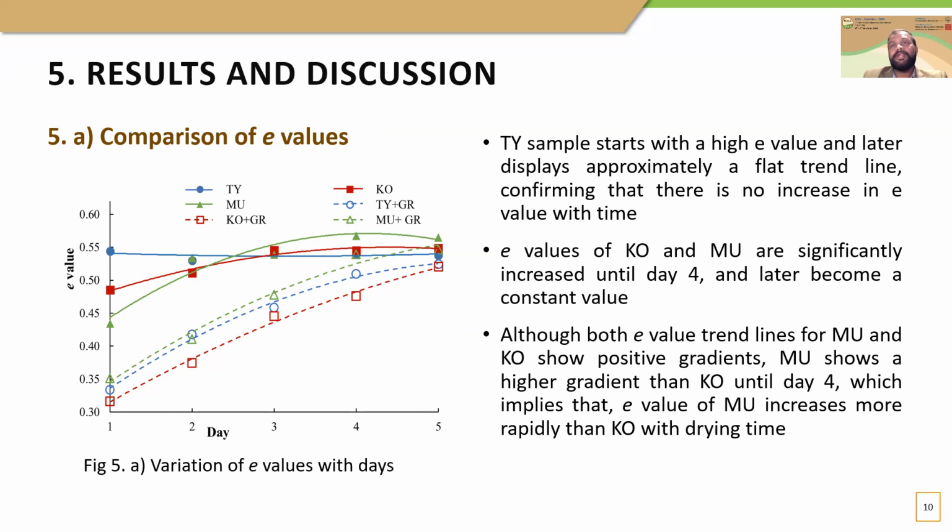Low organic matter contents of Morunkan and Kotowera have resulted in high E values. And again, wheatgrass samples show constant positive gradients in their E value trend lines over the 5 days tested. And again, the reduction of moisture content of wheatgrass samples due to the transpiration of grass has resulted in an increasing gradient on the E value trend line throughout the tested 5 days.